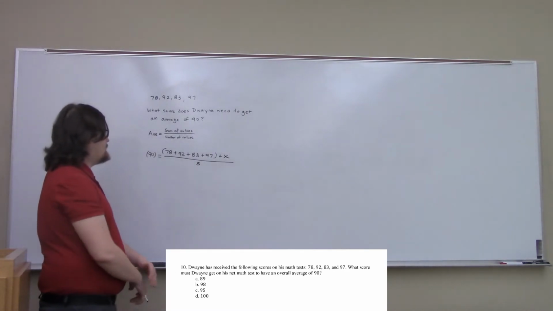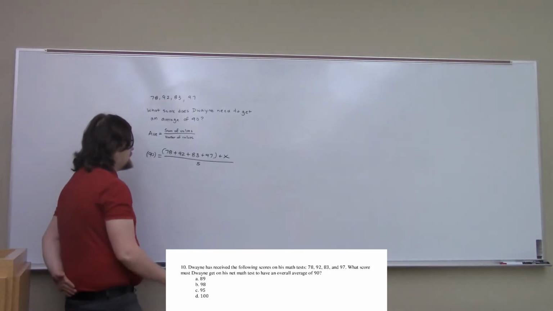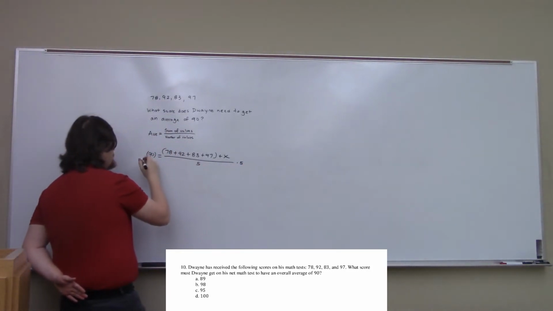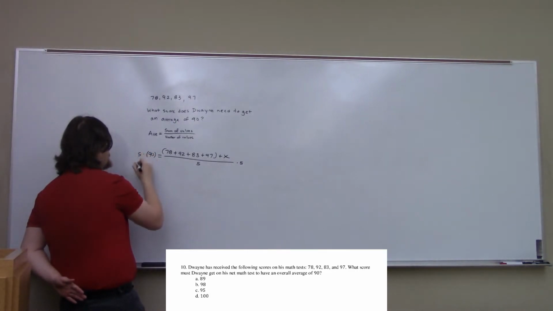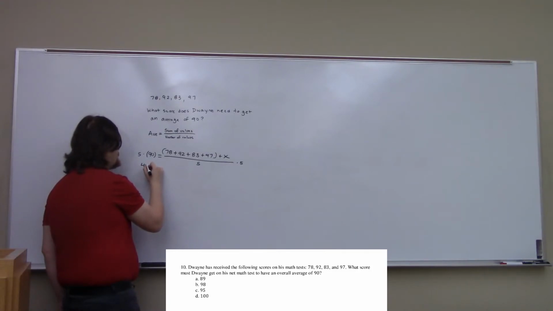Alright, so now we want to solve this equation for x. We begin by multiplying both sides by 5, so that the 5 on the bottom here will cancel. When we do so, 90 times 5 comes out to 450.